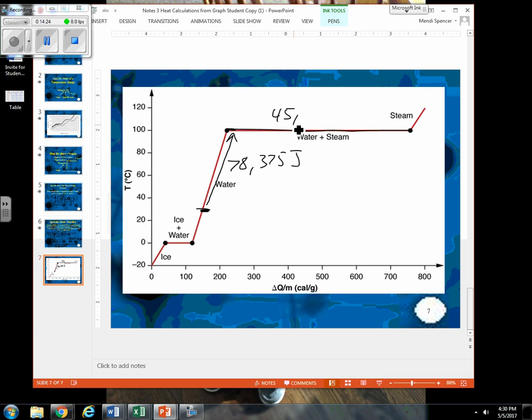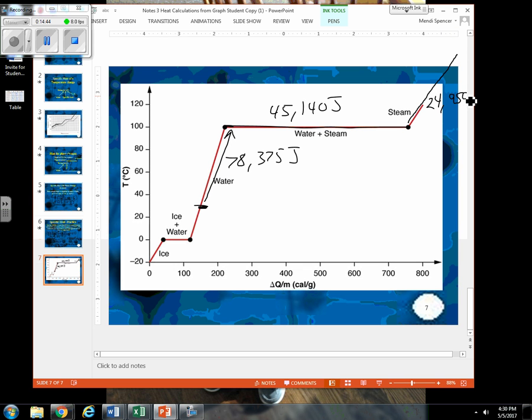To cause all 250 grams of water to become steam, we added in the 45,140 joules, and to increase the temperature of that steam, of that water vapor, to right about 150 degrees, we had to add in an additional 24,950. So hopefully this will help you see that to go from 25 degrees Celsius all the way up to 150, we had to put in a lot of energy. That is why you must find that total by adding those three calculation totals together.